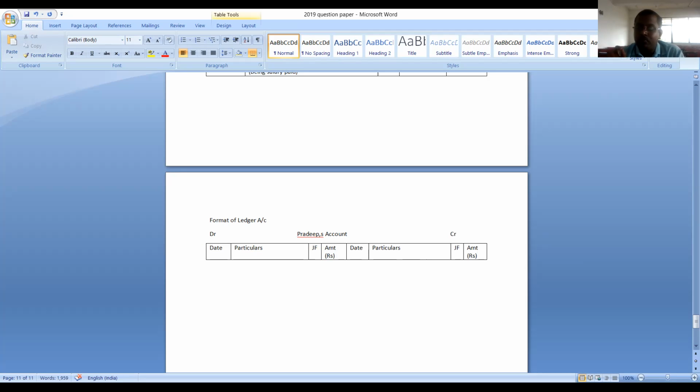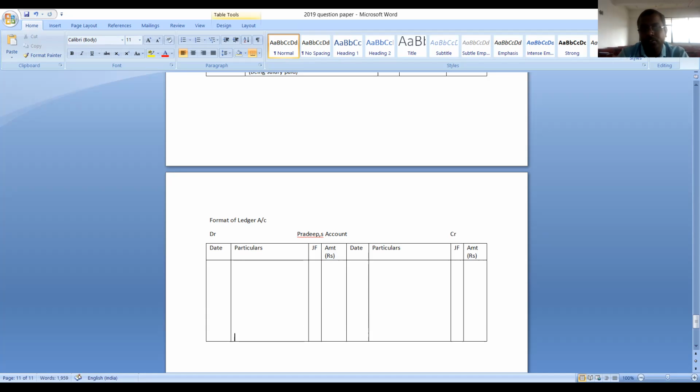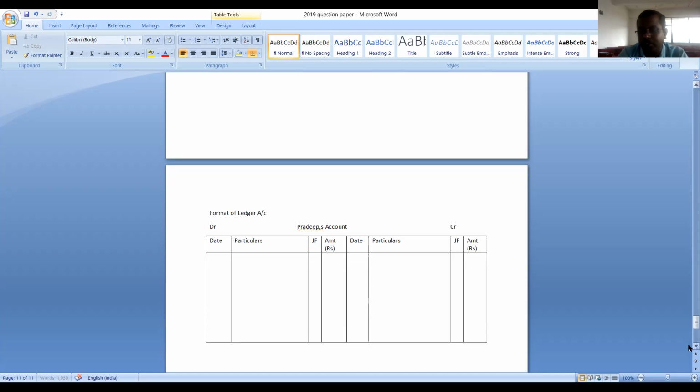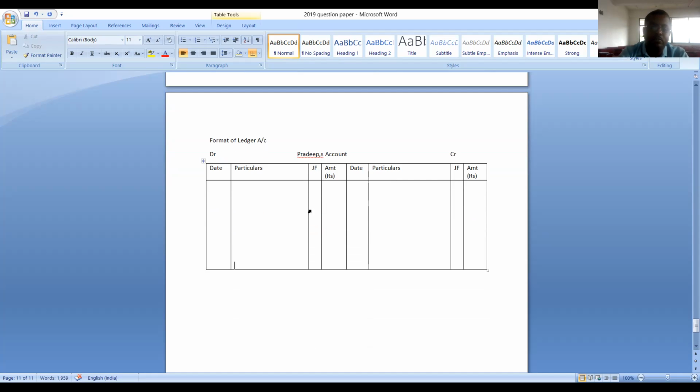Keep in mind, before writing the format, first we should write the name of the account in the middle of the line. On the left hand side, we should write the abbreviation of debit, and on the right hand side, the abbreviation of credit. On each side, you are going to find 4 columns: date, particulars, journal folio, and amount. Similarly on the credit side: date, particulars, journal folio, and amount. This is the format of a ledger account.